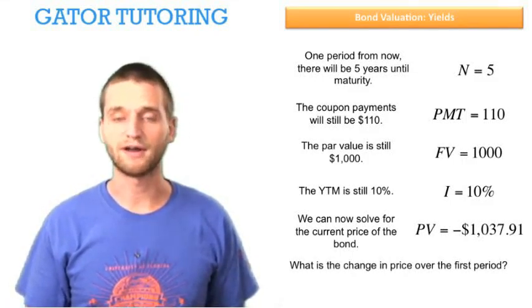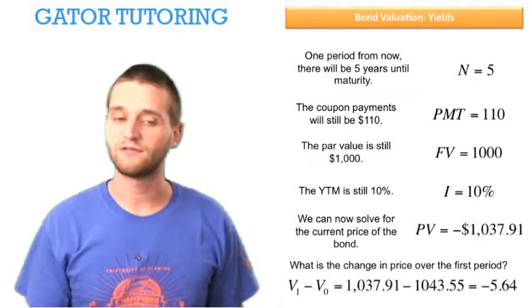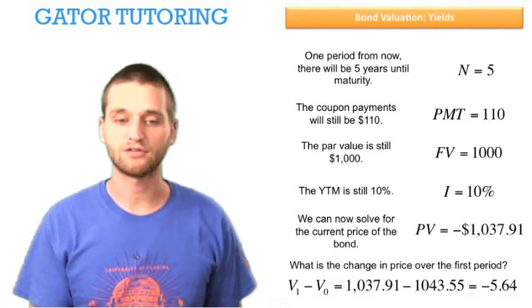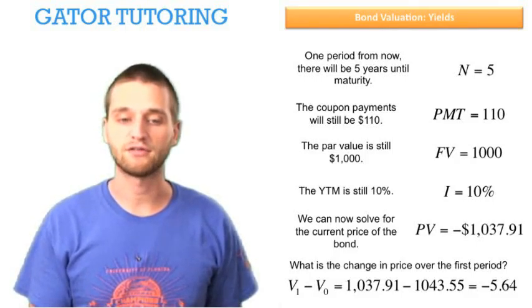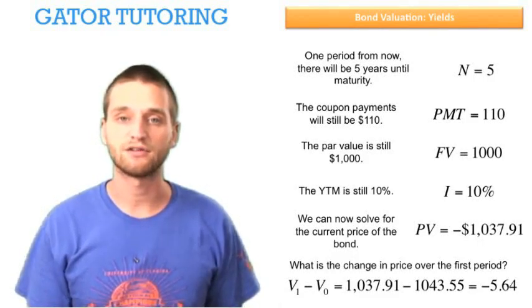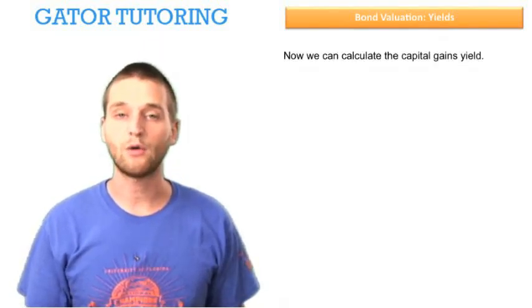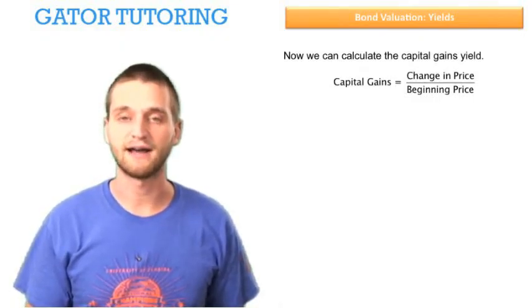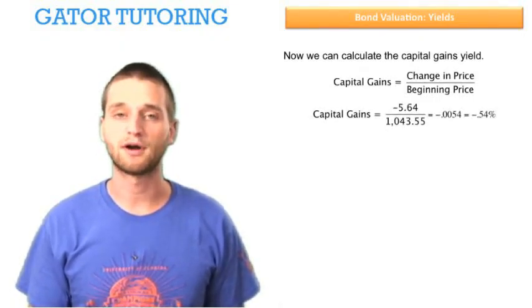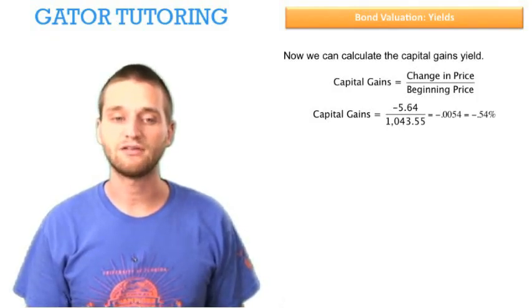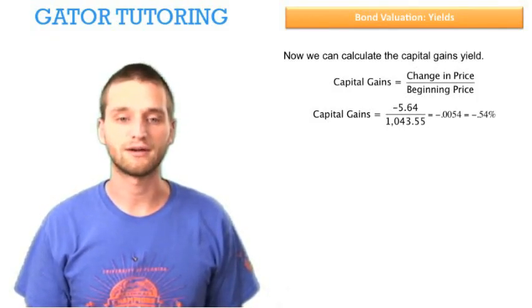So what is the change in price over the first period? Well, it's just the difference between the price 1 year from now and the price today. So it's the $1,037.91 minus the $1,043.55, which gives us a change in price of negative $5.64. So now we can calculate the capital gains yield. It's the change in price divided by the beginning price. We found the change in price to be negative 5.64 and the beginning price to be $1,043.55. So we see the capital gains yield is negative 0.54%.